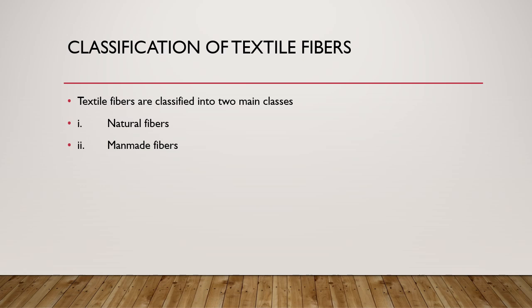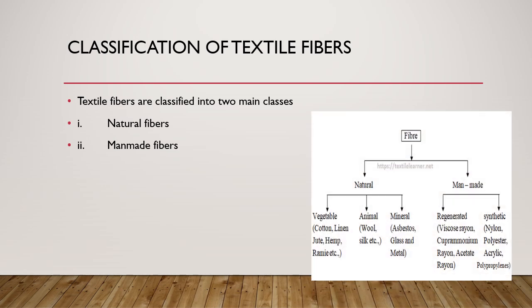Classification of textile fibers. Textile fibers are classified into two main classes. You have the natural fibers and the man-made fibers. Then you have a diagram that is showing us the differences between the two main classes. We start with the natural fibers. Under the natural fibers, we have the vegetable fibers, then we have the animal fibers, then you have the mineral fibers.